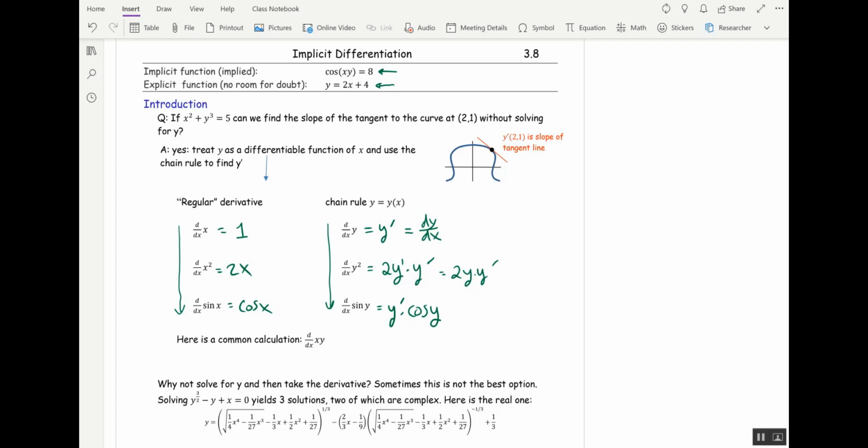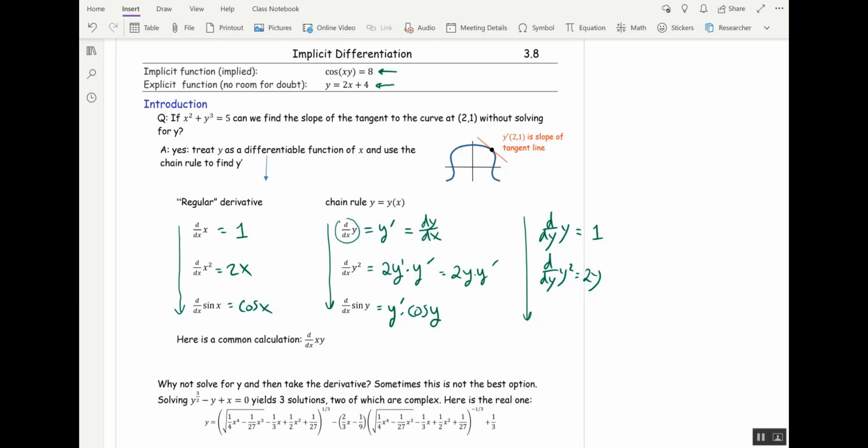I'll just do one more column. If you had been doing d by dy of y, that would have been the same as the first column. You've just changed x's to y's. That's 1. d by dy of y squared is 2y, which is a normal derivative. What I want you to see is what's different about the second column is that you're taking d by dx of y. The variables are different.